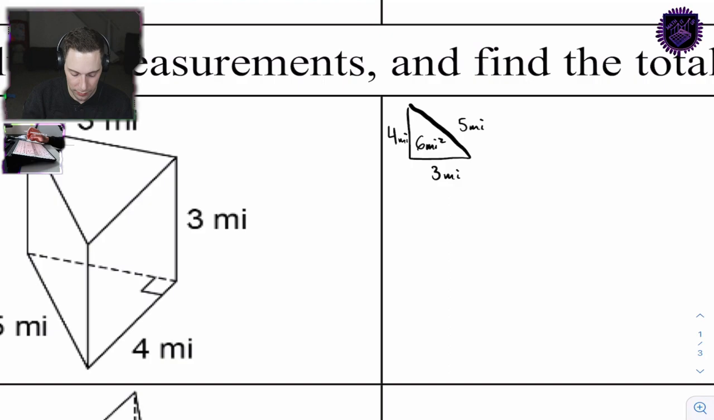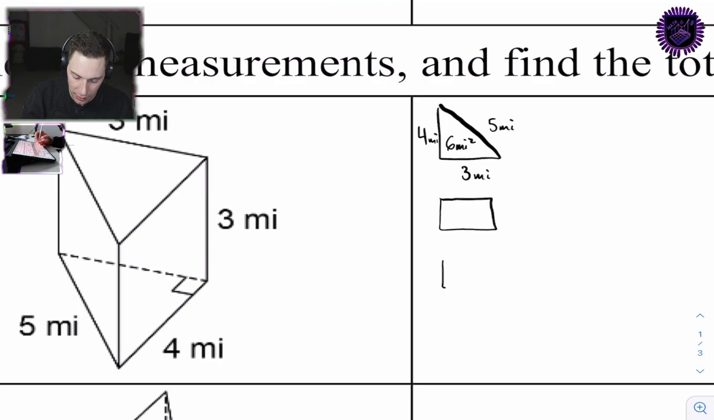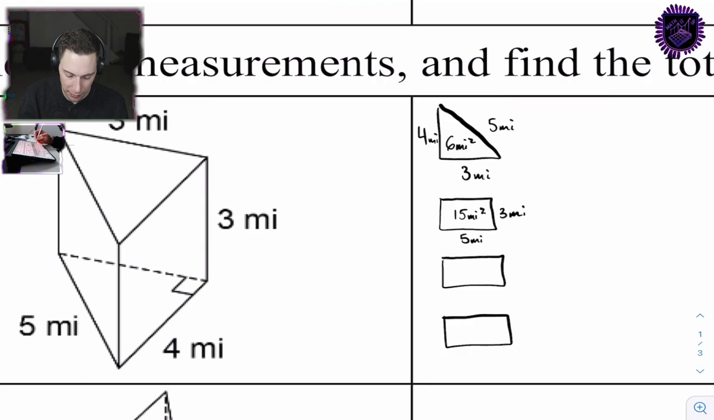Then we have our first triangle that is much shorter, smaller than that other one. We're going to have 3 triangles in this shape. They're all going to be very close, but slightly different. So we'll have a 5 by 3, 5 miles by 3 miles, which will be 15 miles squared. We'll have a 4 miles by 3 miles, which will have 12 miles squared.